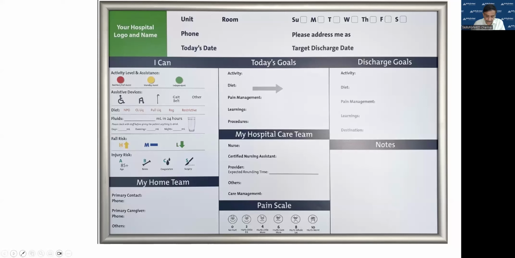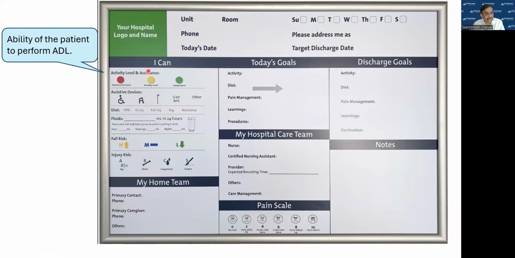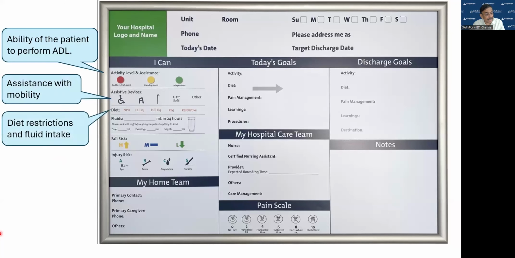Anybody who comes to the room, all this information is very, very useful. You can also see the ability of the patient to perform ADL is there. So anyone who comes to the room will know whether they are independent or need assistance or full assistance, and what assistive devices they use. You can circle them. And then the next is the diet and fluid intake: assistance with mobility, diet restrictions, if any, and how much fluid is allowed in 24 hours. Everything is written there.